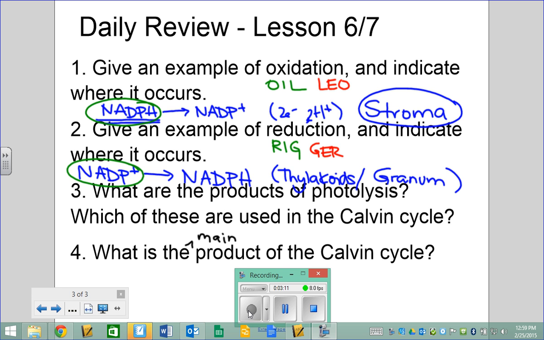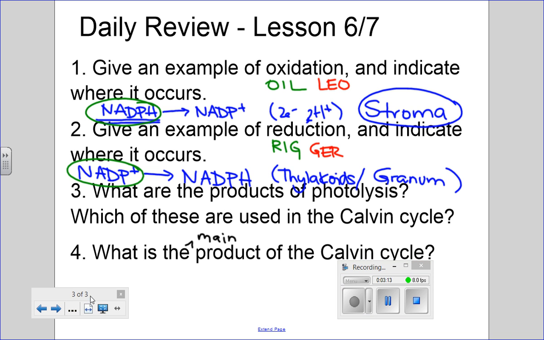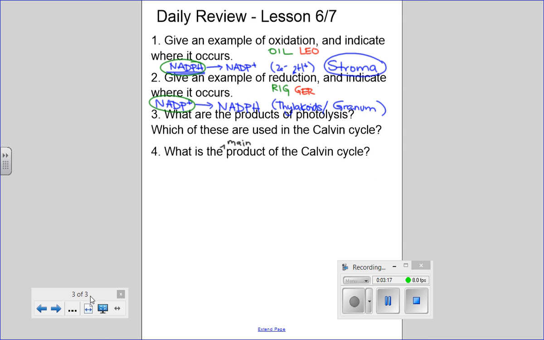Now, question number 3. We need a bit more space, please. There we go. Question number 3 asks, what are the products of photolysis, which is the first part of photosynthesis? I on purpose called it by one of its other names. This is the light-dependent reaction, or the light reaction. So we're talking about part 1. The products are oxygen gas, NADPH, and ATP.